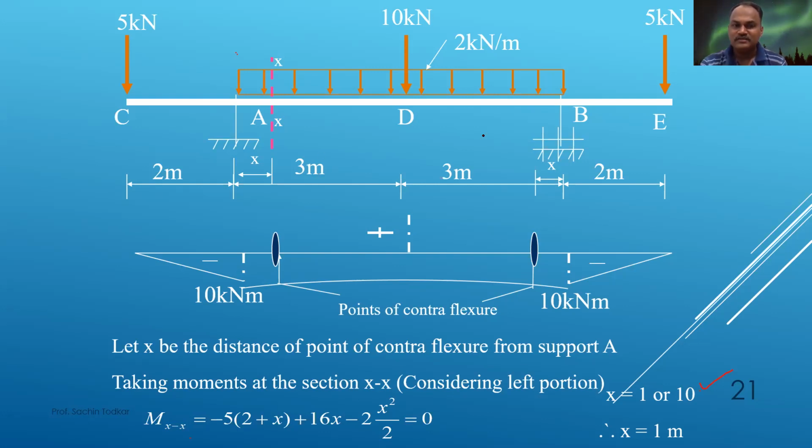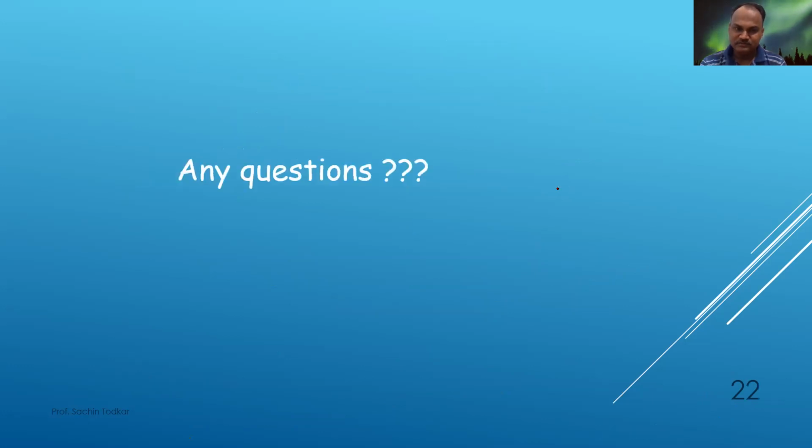Now you will see the total span is 2 plus 3 plus 3 plus 2, so the total span is 10 meters. So 10 is not the answer. 1 meter is the correct answer. So x will be 1 meter from this side and from this side also. So these are the points of contraflexure.